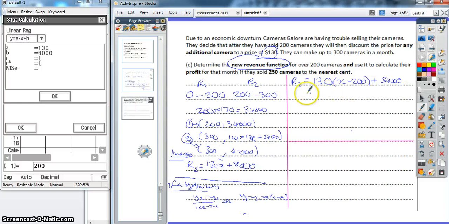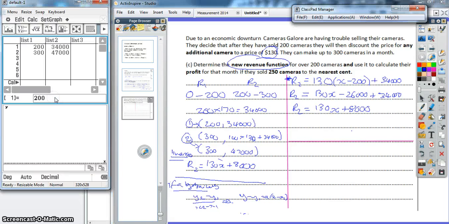So I could multiply out and tidy up, or you could use your calculator again. I'll just do it algebraically first, then show you with the calculator. So it'll be 130x minus 130 times 200 is going to be 26,000, plus the 34,000 is going to give me, revenue 2 is 130x, and see the difference here is 8,000. So it's the same as this one here, which is what we expected.